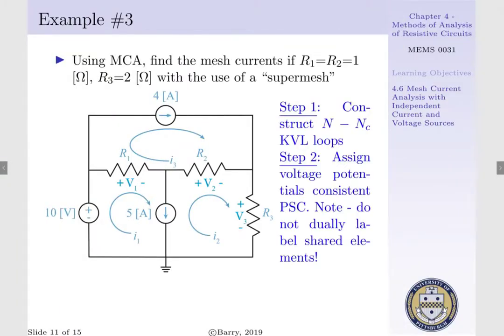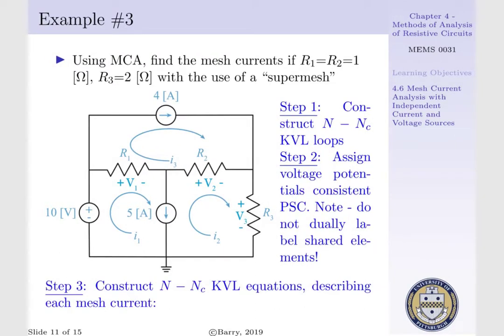Step 2 is to assign our voltage potentials consistent with our passive sign convention and to not dually label any potential. Starting with mesh current 1, we first encounter R1, where we will prescribe a voltage potential V1. Then, as we proceed around mesh 2, I2 encounters R2, where we will prescribe V2, and then R3, where we will prescribe V3. We note when we look at our top mesh, mesh 3, that I3 runs through R2 and R1, however, we're not going to change our potentials.